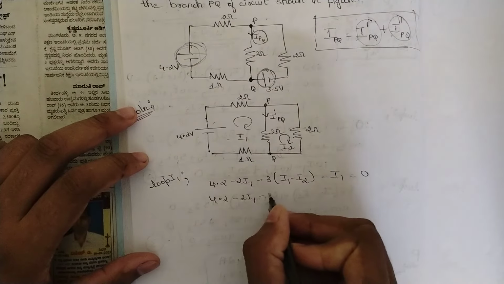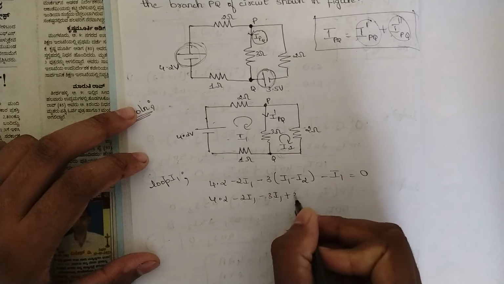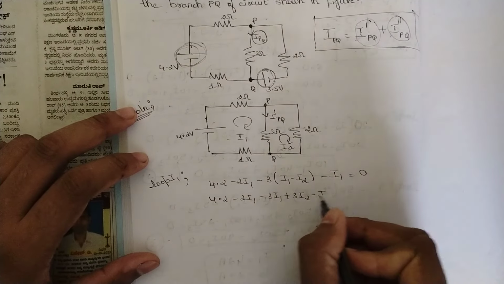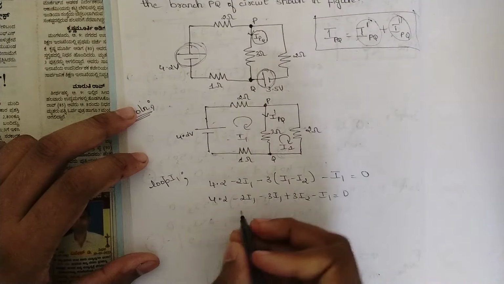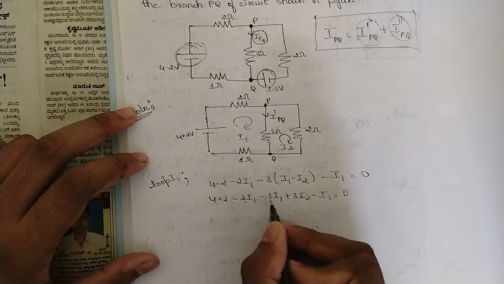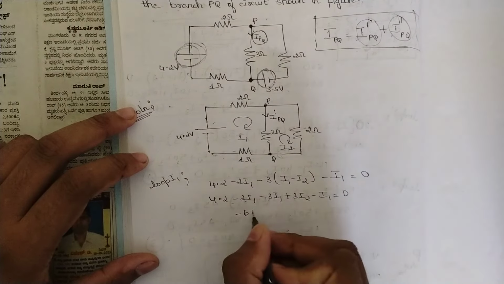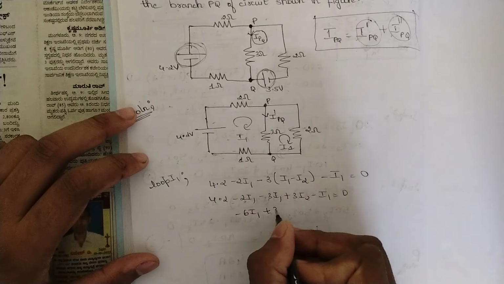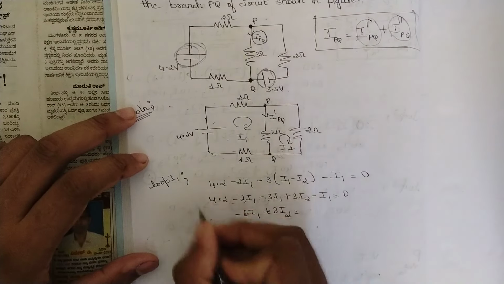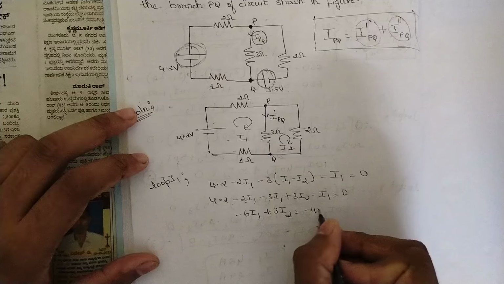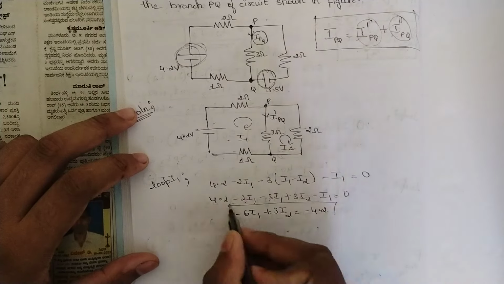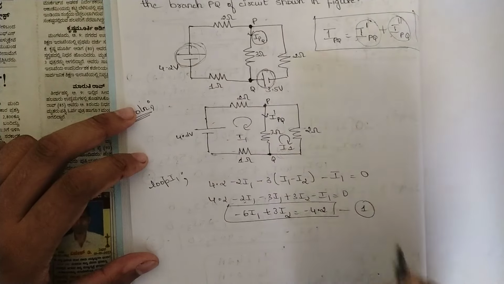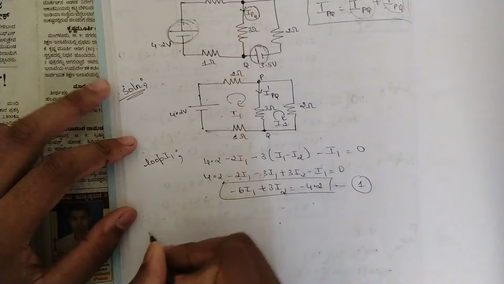Minus 2I1, minus 3I1, plus 3I2, minus I1 equal to 0. If we solve it here, minus 2 minus 3 and minus 1, that is minus 6I1 plus 3I2 is equal to minus 4.2, bringing it to the other side. So that is one equation. Name it as equation 1. Similarly, solve for loop I2.